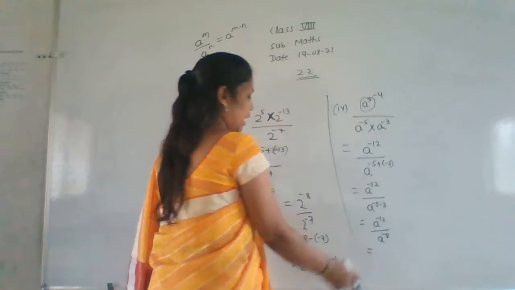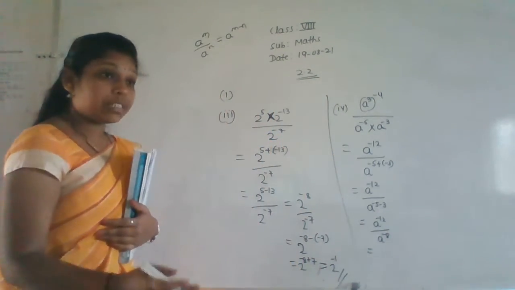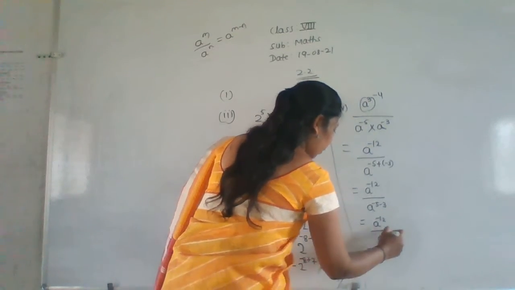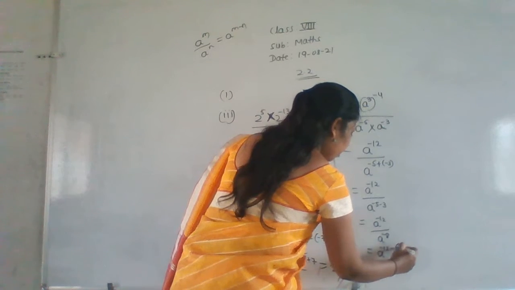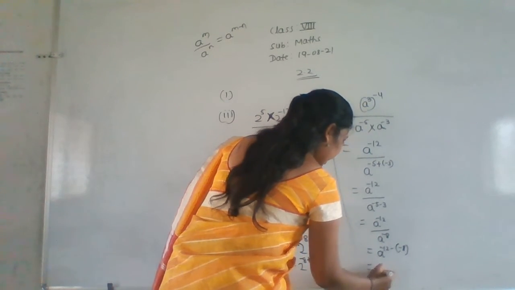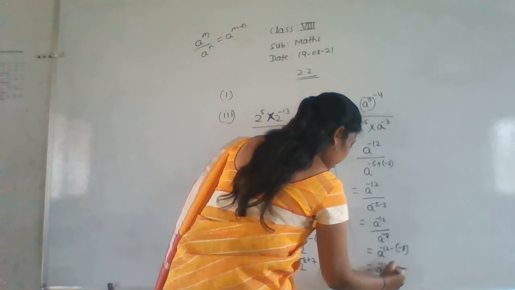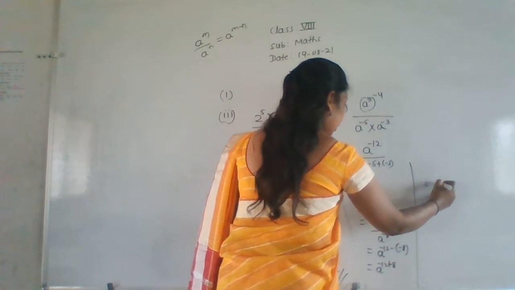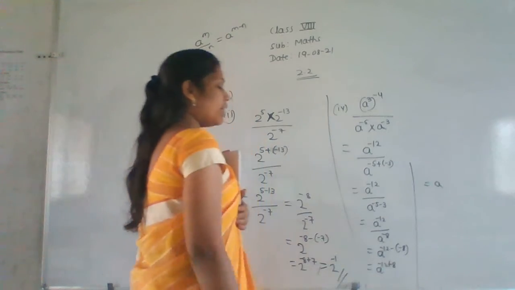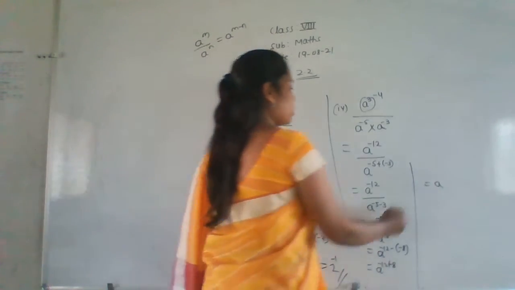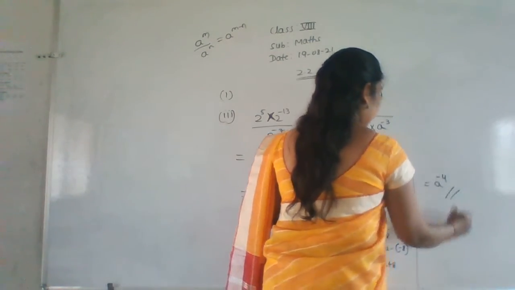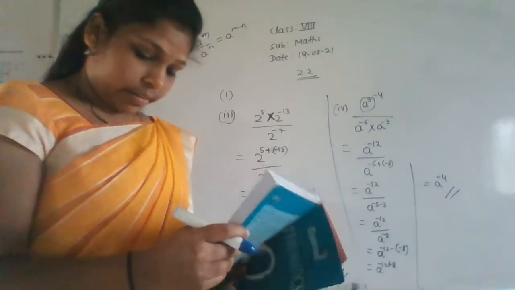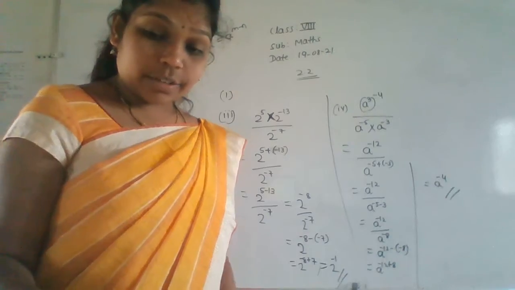So now a to the power minus 12 divided by a to the power minus 8. Division means we need to subtract the powers. So here a to the power minus 12 minus of minus 8, that will be a to the power minus 12 plus 8. Minus 12 plus 8 is a to the power minus 4. A to the power minus 4 is the answer. Next go for the fifth problem.